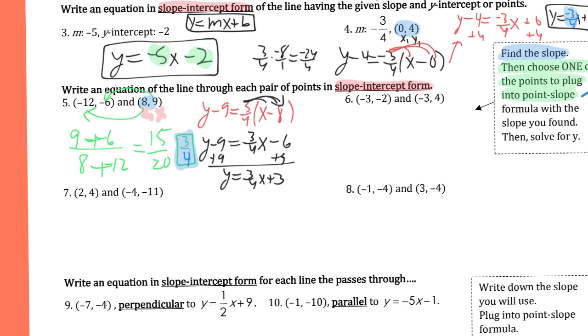So our equation of the line that is formed between the 2 points, negative 12, negative 6, and 8, 9, is this equation right here, y equals 3/4 x plus 3. And there are multiple ways to come up with this equation, but that is the equation that contains those 2 points as well as infinitely many other points in line with them. Okay, so there's a lot of points on that line.